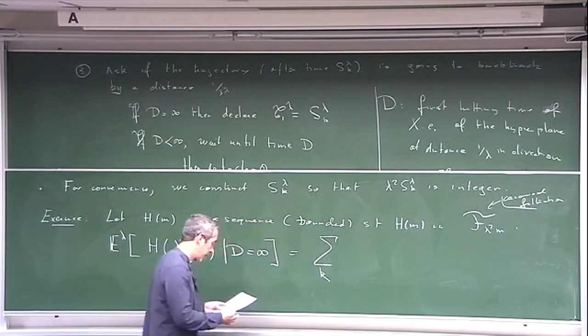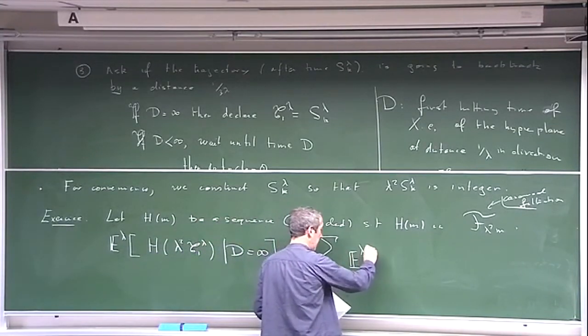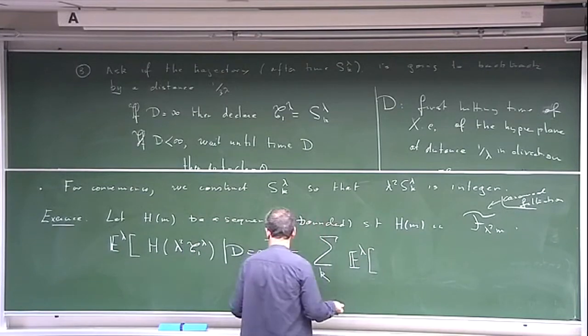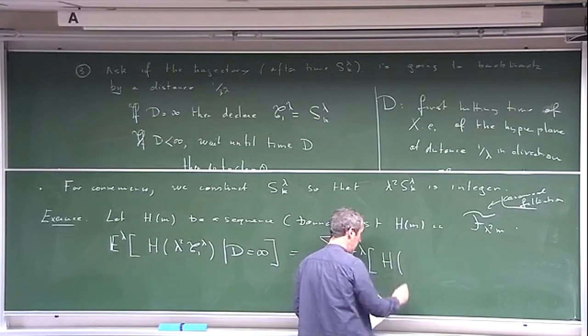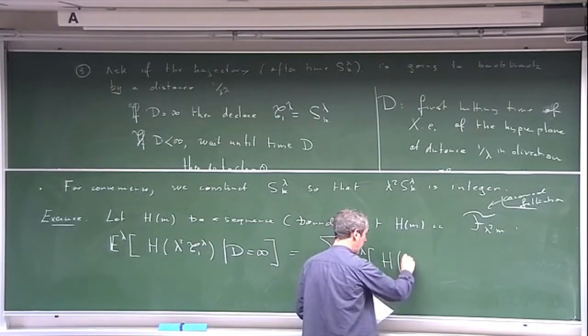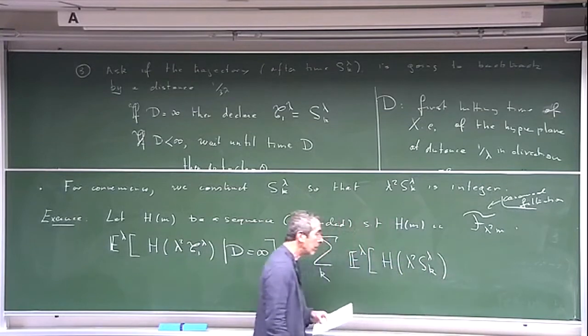So I claim that this is a simple expression. This is the sum over k of the expectation. Clearly, this time tau 1 lambda is one of the s k. So we'll get h at time lambda square s lambda k for some k.